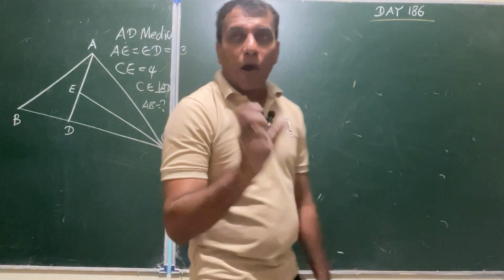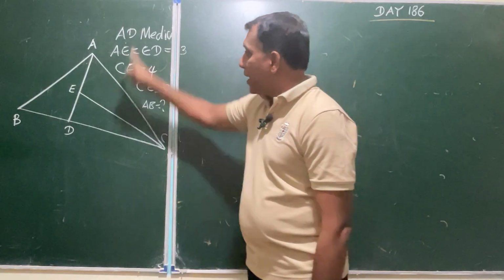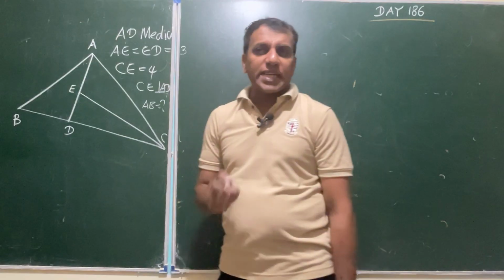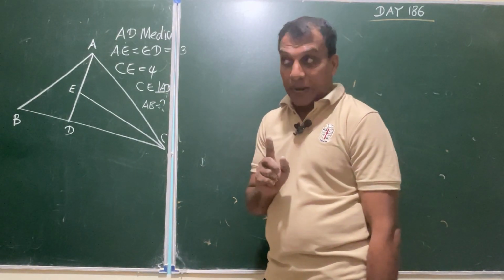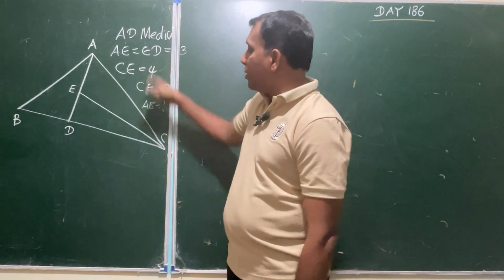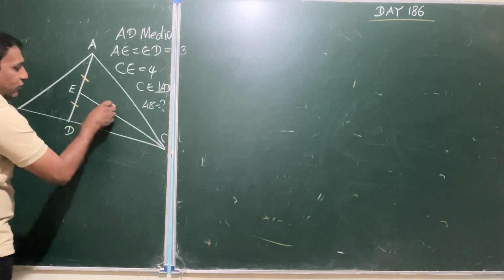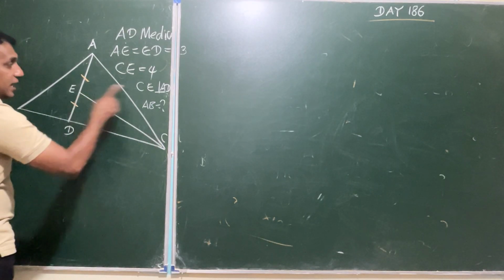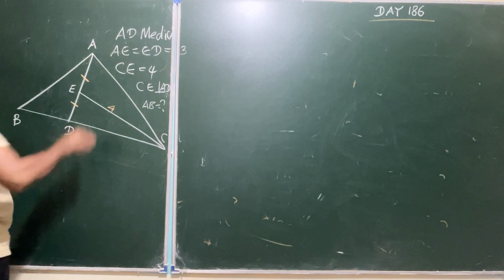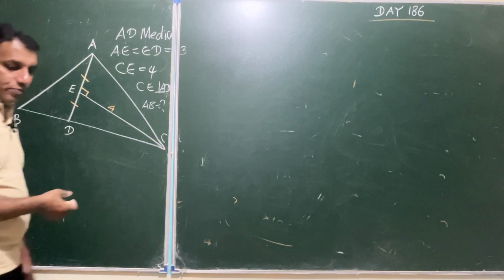Come, just read the problem clearly. What does this triangle say? ABC triangle, AD is the median. AE equals ED. CE is 4. CE is perpendicular to AD, 90 degrees. Find AB. Stop.